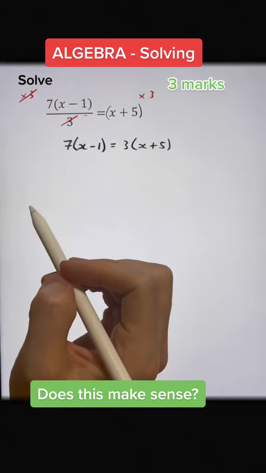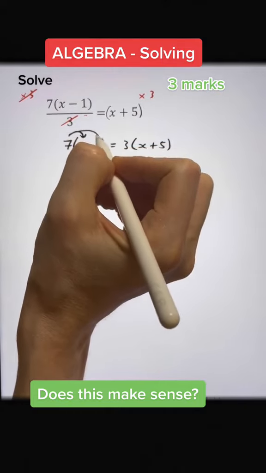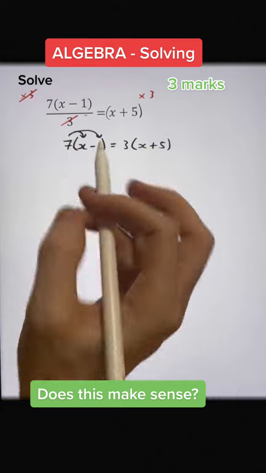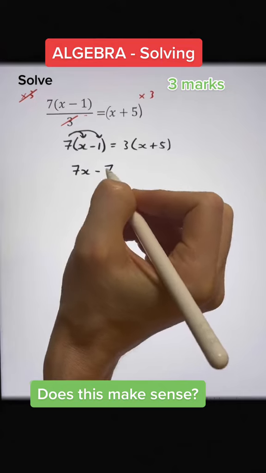Expand the single bracket on the left-hand side of my equation. I multiply the term directly outside the single bracket by each term directly inside. Here 7 times x will give us 7x, and 7 times negative 1 will give us negative 7.